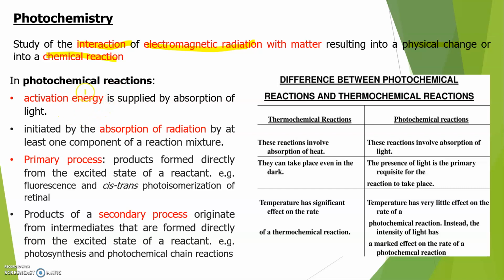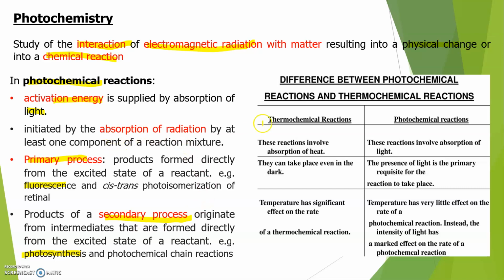Such reactions are light dependent, where the activation energy is given by the absorption of light. There may be two processes involved in photochemical reactions, a primary process, for example, fluorescence, and secondary process, for example, photosynthesis, the details of which we will study in the upcoming lectures.